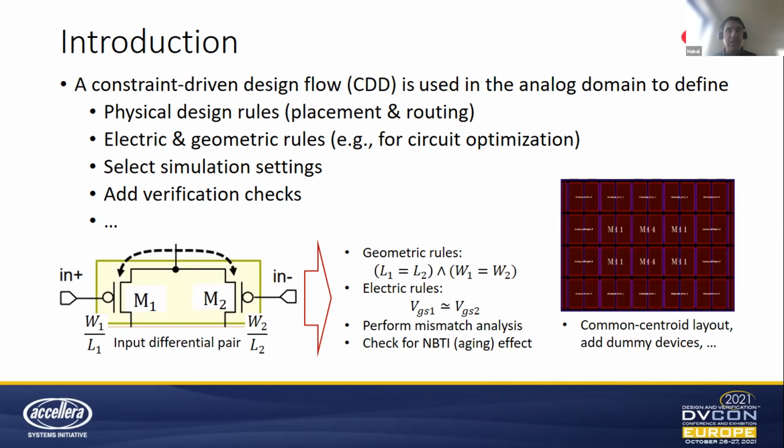In terms of simulation settings, you might decide that you have to add a mismatch analysis once you see that you have such a structure. You might also add a verification for an aging effect. So if you have a PMOS differential pair, as shown here, it's susceptible to negative bias temperature instability, etc. So this is why you want to know these structures.